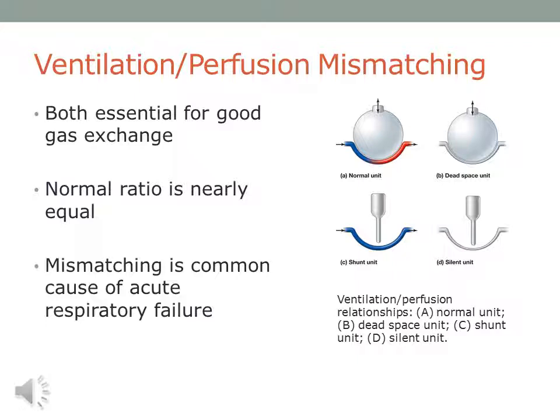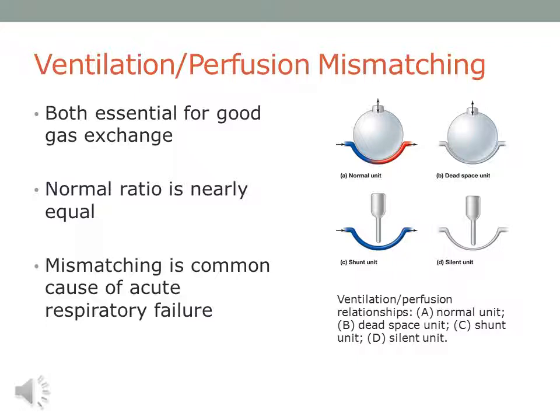Ideally, we want to have our ventilation and perfusion at a ratio of 1. We hope that our ventilation and our perfusion are equal, because we know that we have to have an adequate amount of blood in addition to an adequate amount of air to actually have good gas exchange. Whenever we don't have a ratio that's close to 1, and it can vary maybe down to a 0.8, but when we get it off balance, we call that ventilation perfusion mismatching, or VQ mismatching. And it's this mismatching that is a very common cause of acute respiratory failure. So what do we mean by mismatching?